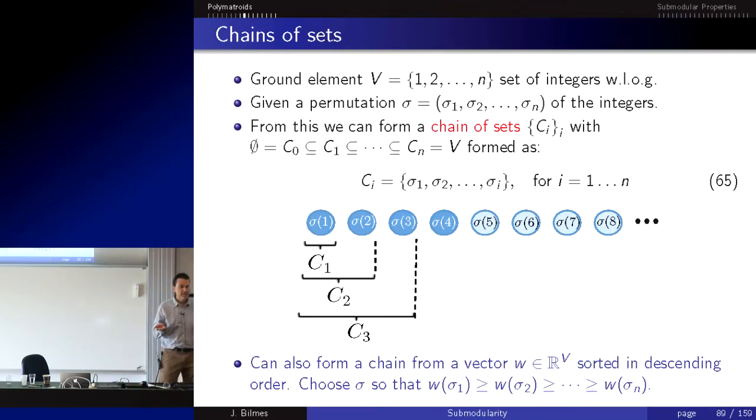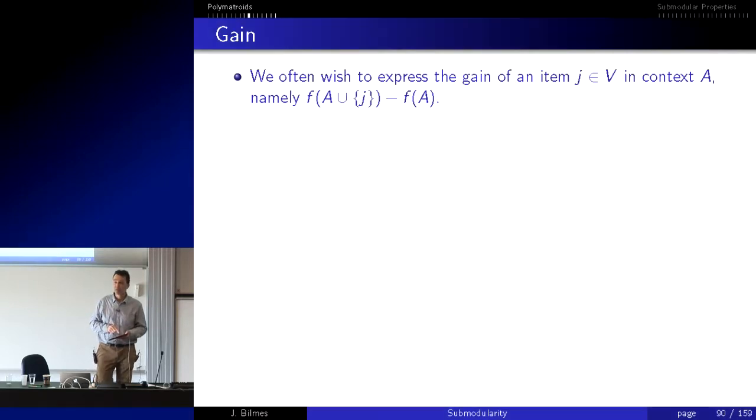And you can form permutations based on a number of criteria. Like, for example, if you have a vector W, you can sort it in decreasing order. And then you choose the permutation to be one where that vector is sorted in decreasing order. And that's a really important thing, because that's actually, it turns out, going to be the thing that defines the Lovász extension as well. So hopefully this concept of a chain and creating a chain based on a sorted order of a given vector can be something that you can quickly internalize.